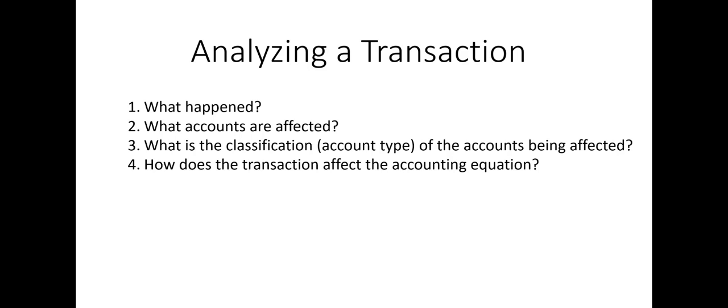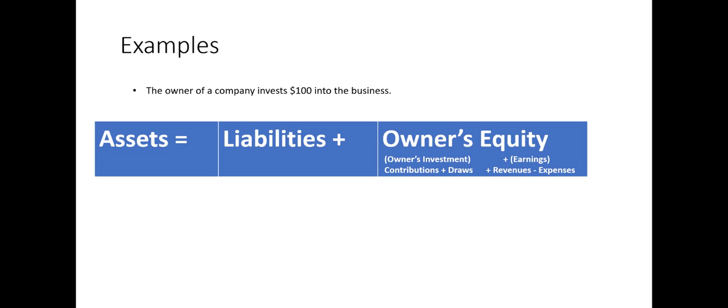So let's take a look at our first example. The owner of a company invests $100 into the business. If we analyze our transaction, we can see that we're putting $100 into the business. So if we're putting money into the business, we're going to be increasing our cash account. Cash is classified as an asset. So that goes on the left side of our equation.